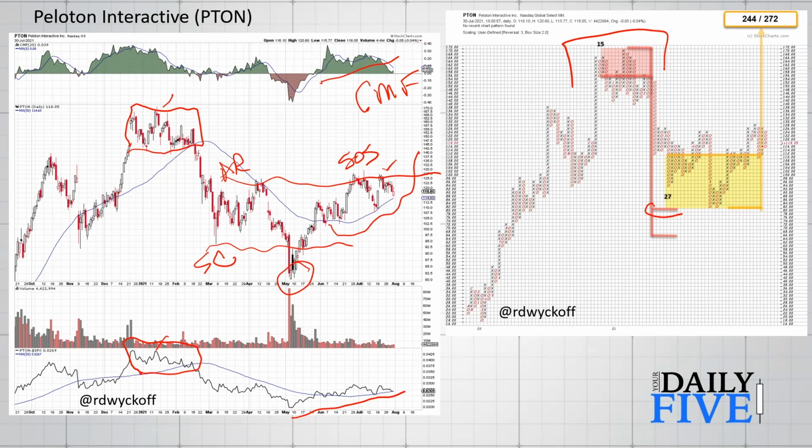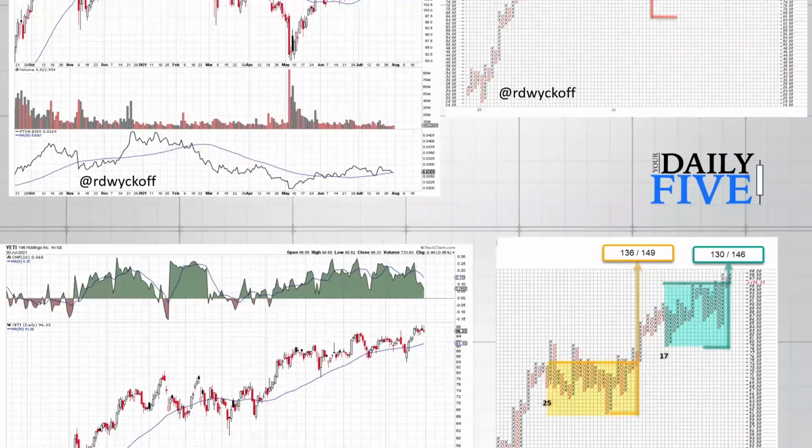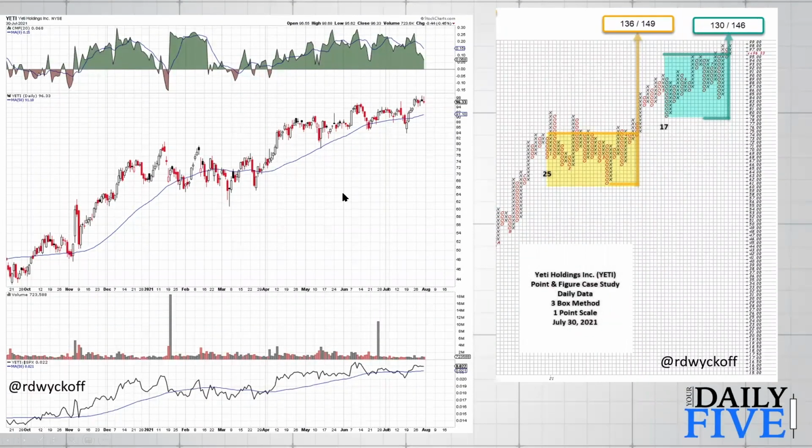Point and figure gives us a count. You can see here the beautiful resistance, sign of strength right here. And this count across this area, 27 columns, counts up 244 to 272, well above the 170 high that was made at the top of that distribution area. So Peloton has the potential to go up and make new highs in the future, and we would look for confirmation from money flow, from the CMF.